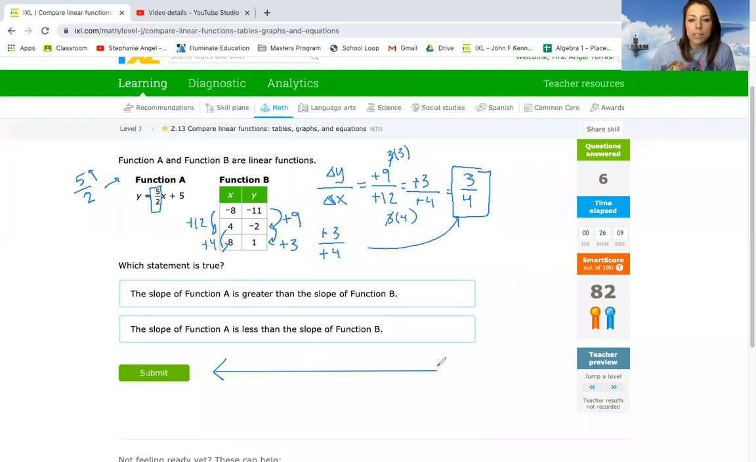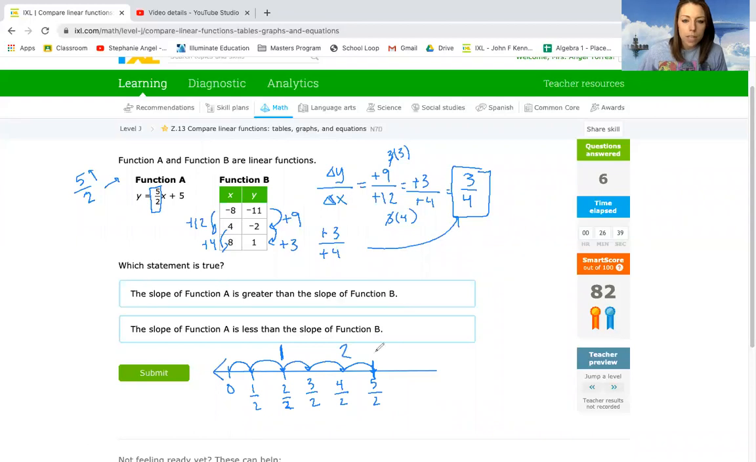Okay, if I start at 0, okay, so here's 0, and each time I'm jumping a half, then this would be 1 half, 2 halves, 3 halves, 4 halves, 5 halves. There's 5 halves. Now, if you remember, 2 halves is equivalent to 1, and 4 halves is equivalent to 2. So this is equivalent to 2 and 1 half more. That's what 5 halves is. It's equivalent to the number 2 and 1 half.